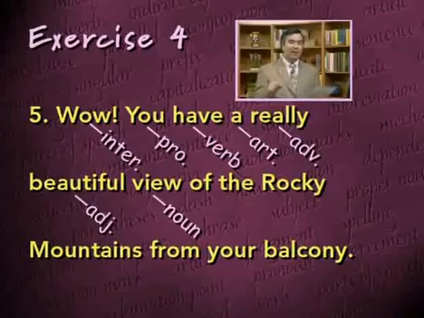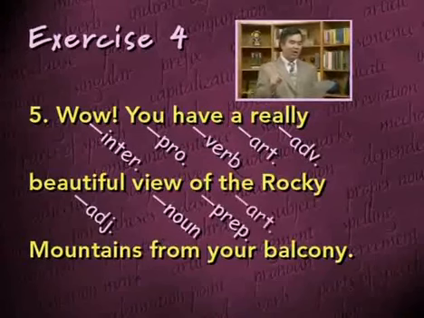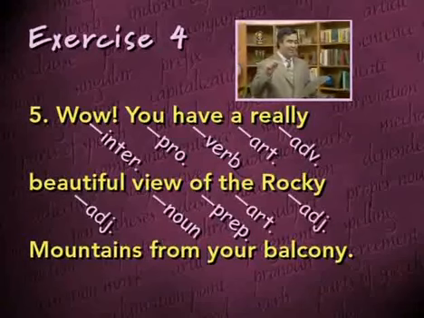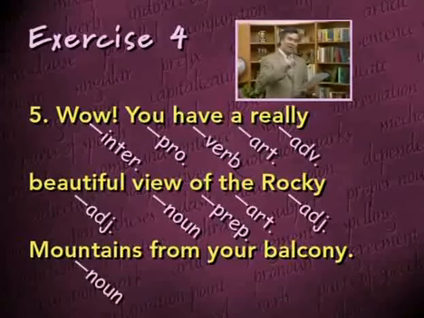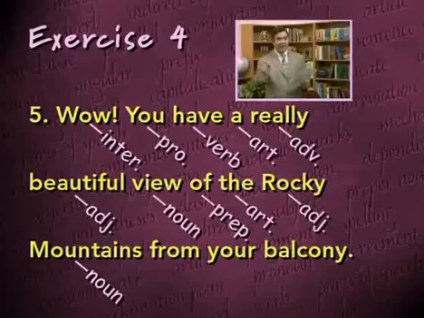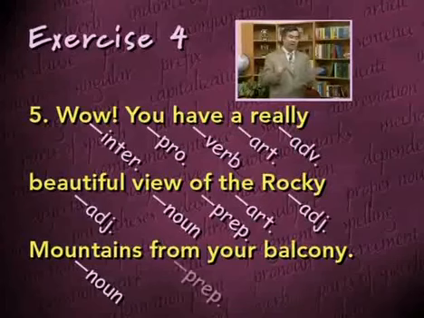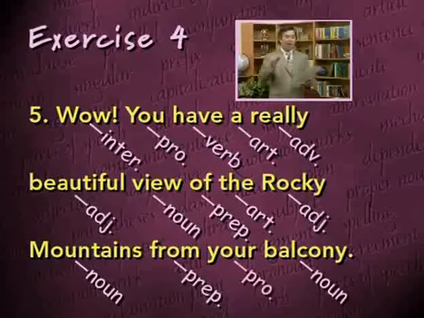Of the Rocky Mountains is a prepositional phrase. Of is the preposition. The is an article. Rocky is an adjective, and mountains is the noun, which Rocky modifies. So of the Rocky Mountains begins with a preposition, ends with a noun, prepositional phrase. And the sentence ends with one more prepositional phrase, from your balcony. From is the preposition, balcony is the noun, and in between we have the pronoun your.